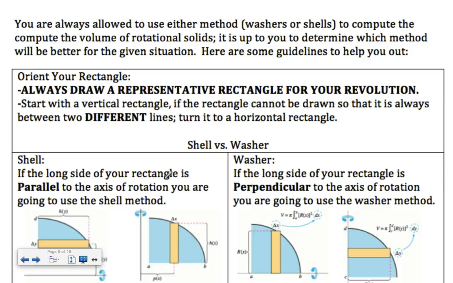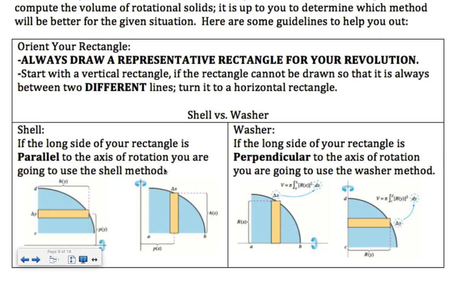And if the rectangle cannot be drawn, so it's always between two different lines, you have to turn it to a horizontal rectangle. And that should do it. And then depending on the situation, depending on that rectangle's relationship to your axis of revolution, it'll tell you whether or not you're going to end up using a shell or a washer.